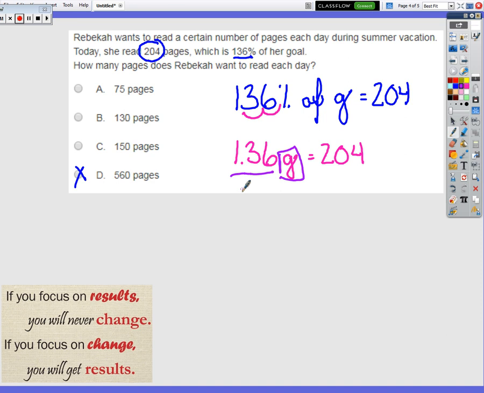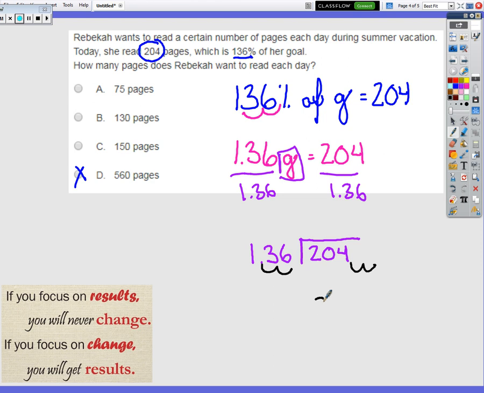We'll divide both sides by 1 and 36 hundredths. I have another decimal in my divisor. Remember, numerator becomes dividend. It goes in the house. Denominator stays outside as the divisor. I have that decimal in my divisor. I move it 2 places to the right, 1 and 2. I must mirror that and move over here, so 1 and 2.